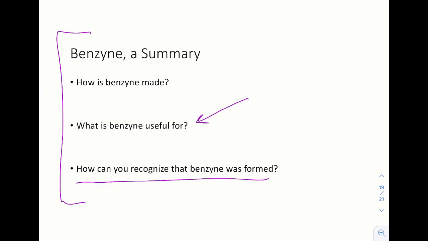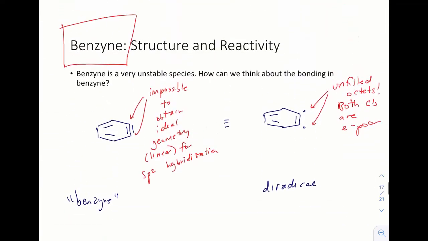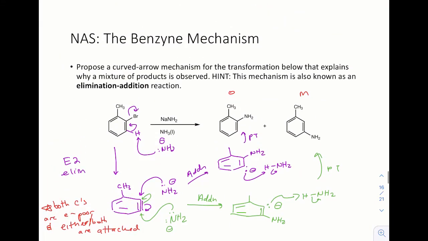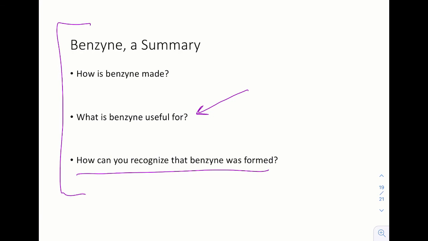And then how can you recognize that benzyne was formed? I have led you through that analysis on both this question and in this one when we initially discovered that benzyne exists. So really try to summarize on your own and then go back if you need to review those sections and be sure that you've got this down.